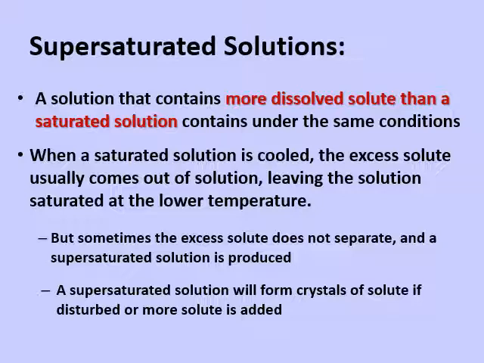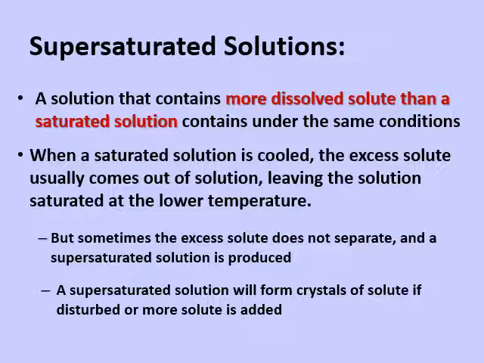So a supersaturated solution contains more dissolved solute than a saturated solution contains under those same conditions. Usually to get a saturated solution, you have to change the conditions, but if you bring them back down to the same conditions, then it is possible to have a supersaturated solution. If you cool a saturated solution, the excess solute usually comes out of solution, leaving the solution saturated at the lower temperature. But sometimes the excess solute doesn't separate, and then you get this supersaturated solution.